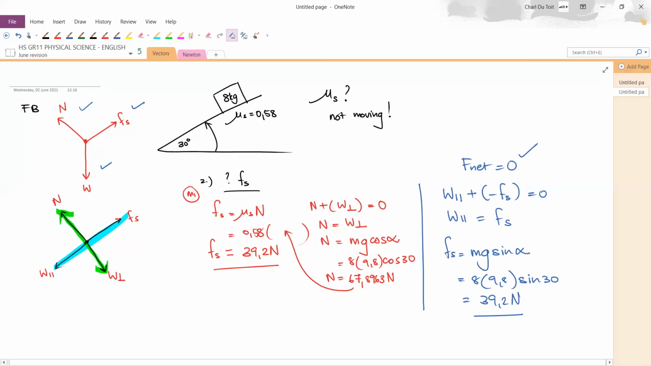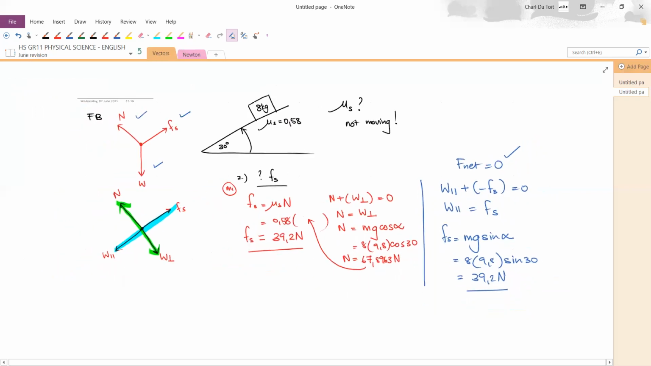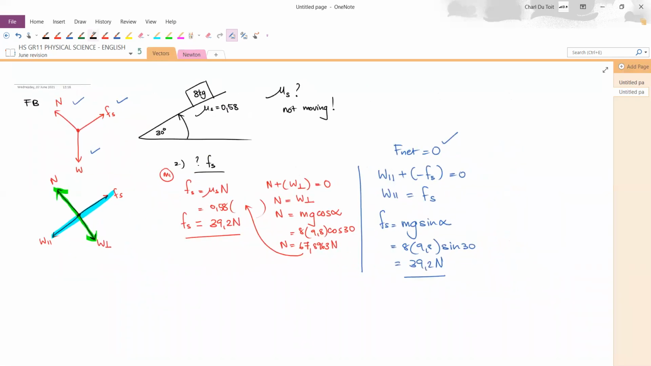Yes, sir. Okay, good. So this is fine. You can work with this, and then obviously I want to know what the acceleration is. Number 3, what is the acceleration?